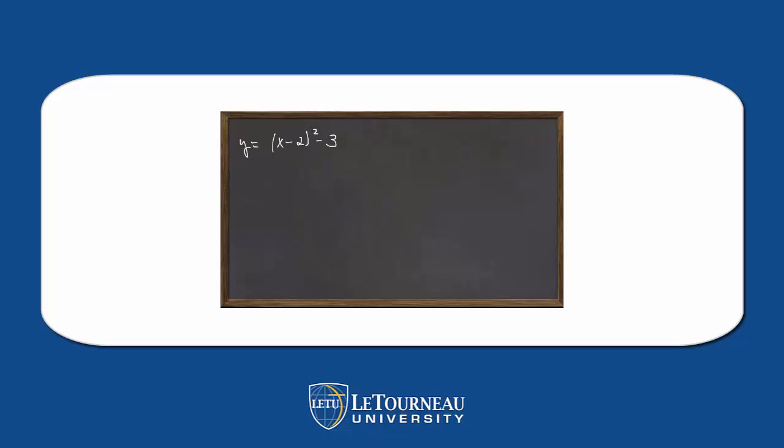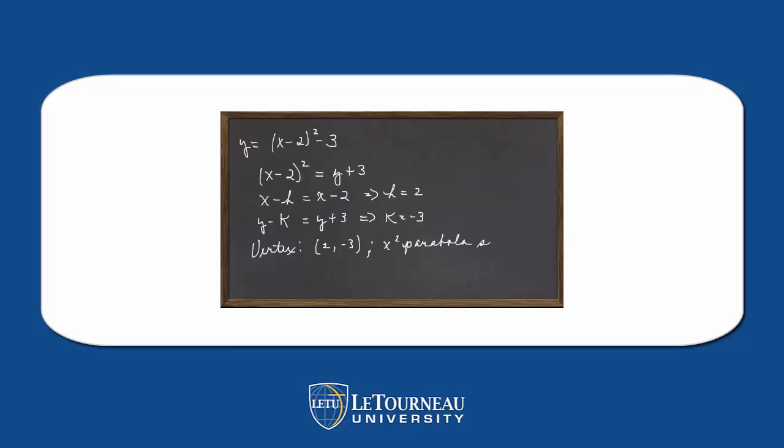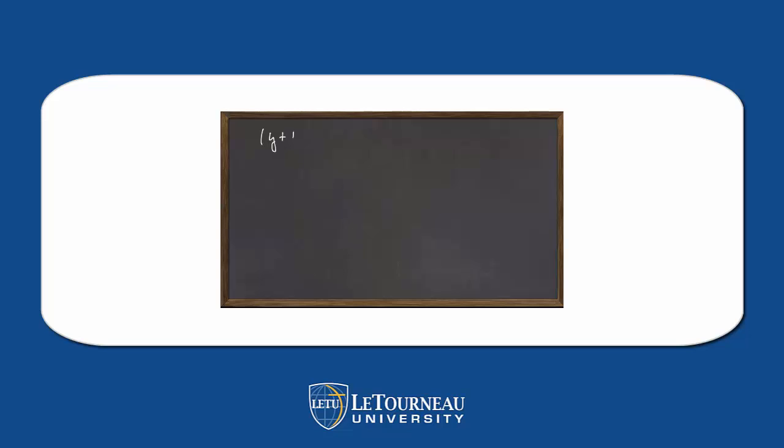So let's do some examples now. For example, if we have y equals (x minus 2) squared minus 3, let's rewrite it as (x minus 2) squared equals y plus 3. That gets it looking more like the standard form. x minus h equals x minus 2, so h is 2. y minus k equals y plus 3, so k is equal to minus 3. So the vertex is at the point (2, minus 3). We have an x squared parabola, so the axis is the line x equals 2.